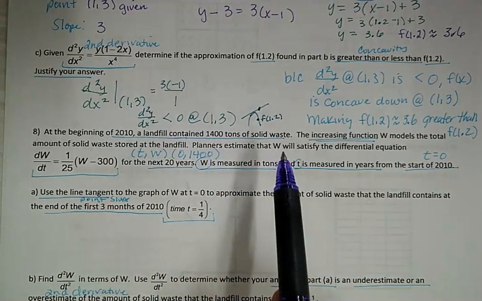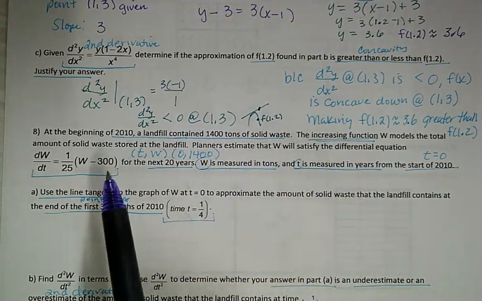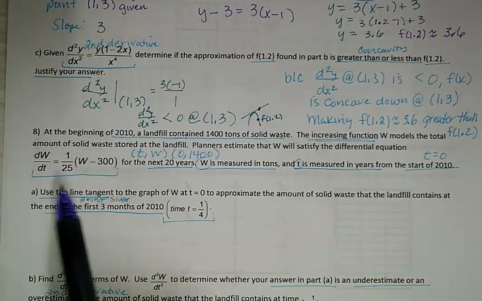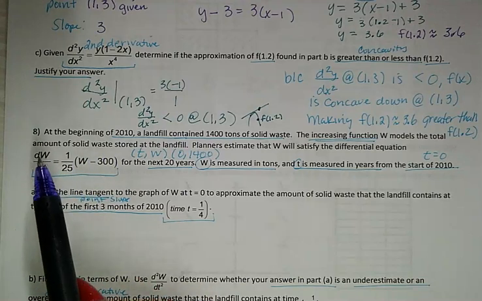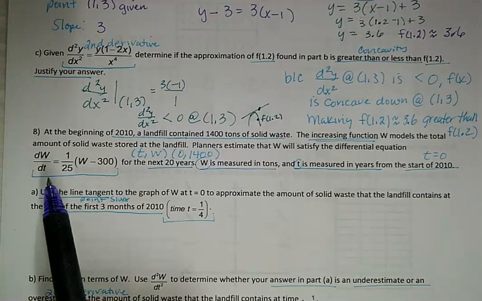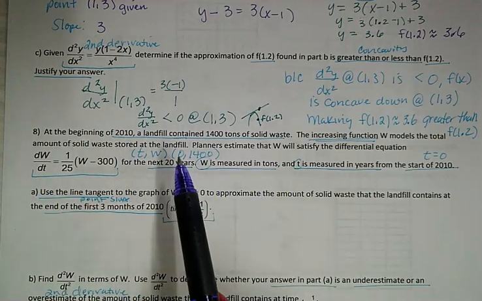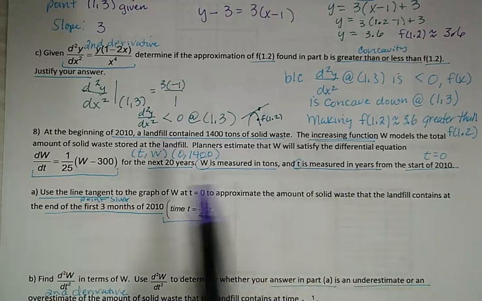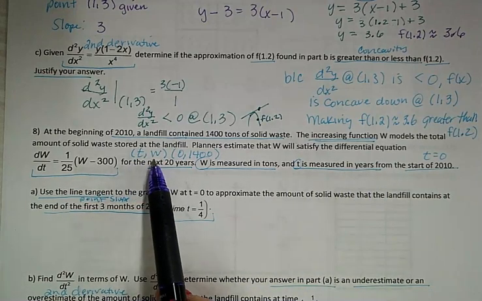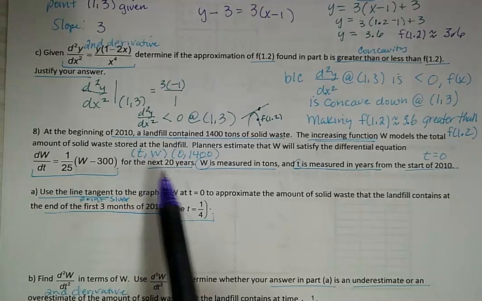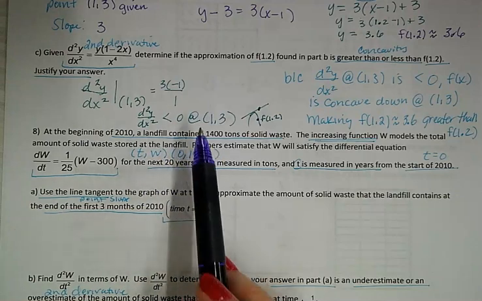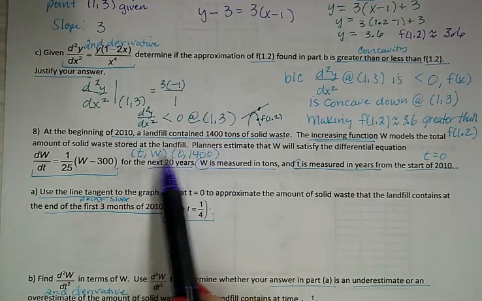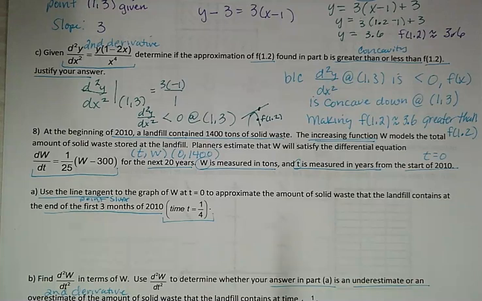Planners estimate that W will satisfy the differential equation, and so it's giving me a differential equation, dW/dt, so differentiating W with respect to time for the next 20 years. W is measured in tons, t is measured in years, and it told me in this problem at 0 time it's 1,400 tons. So we have this information we can pull out of the problem.